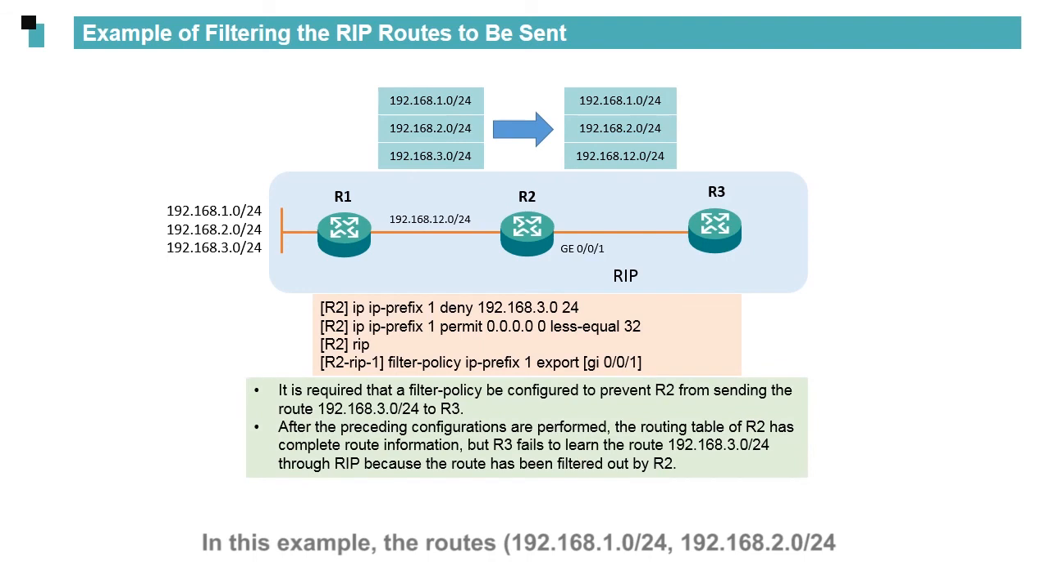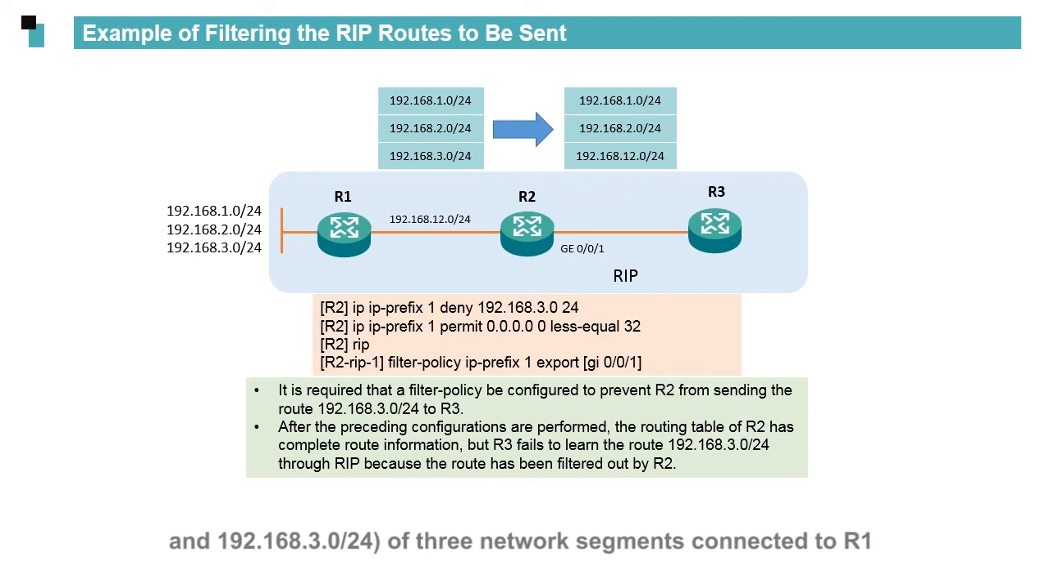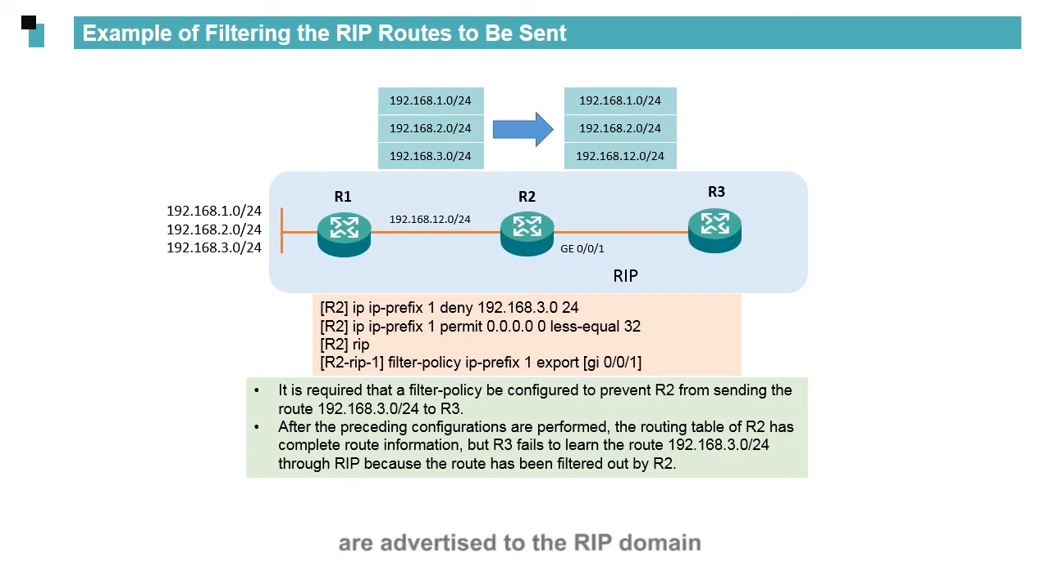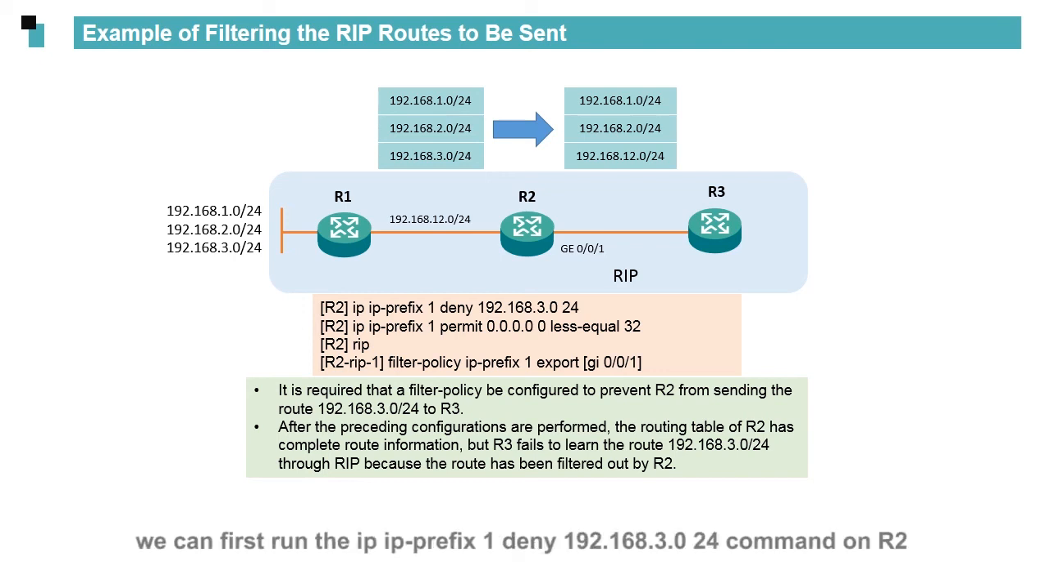In this example, the routes 192.168.1.0/24, 192.168.2.0/24, and 192.168.3.0/24 of three network segments connected to R1 are advertised to the RIP domain. After learning the three routes from R1, R2 sends them, and the routes of the network segment between R1 and R2, to R3. It is required that a filter policy be configured to prevent R2 from sending the route 192.168.3.0/24 to R3.